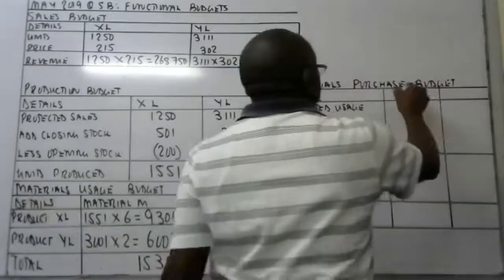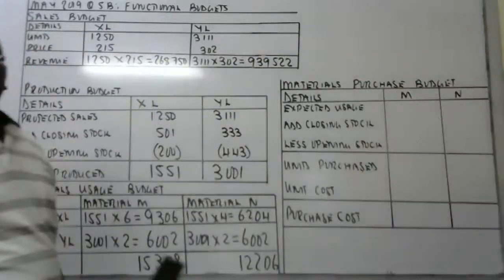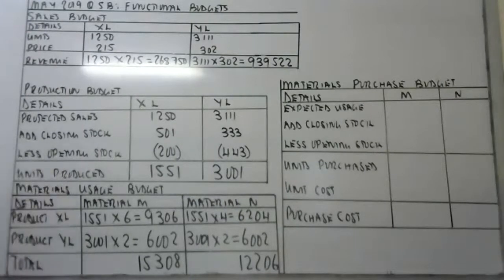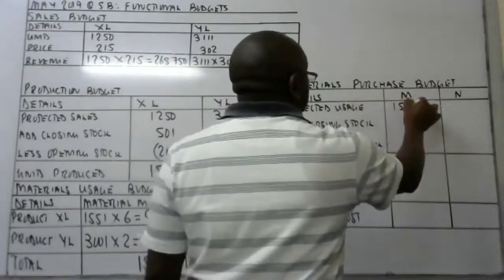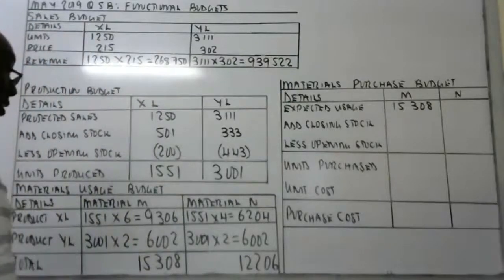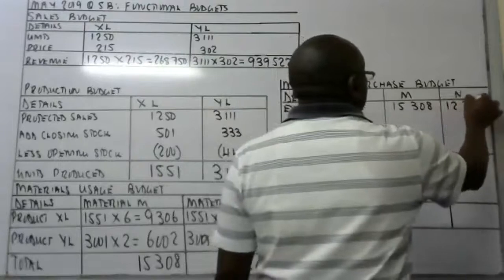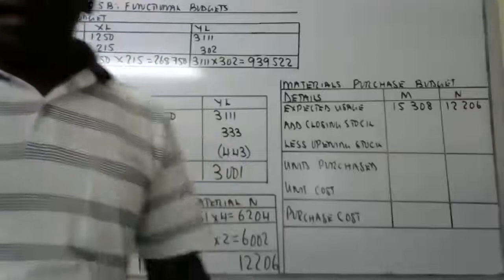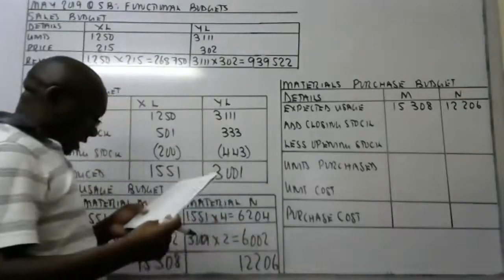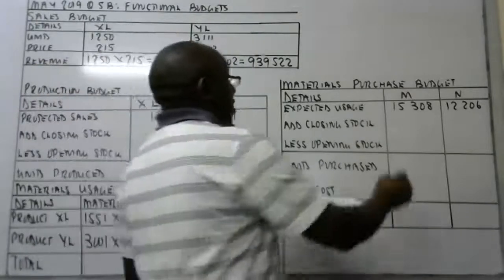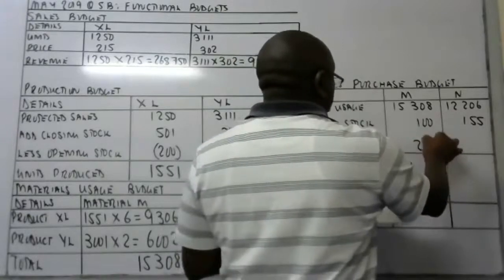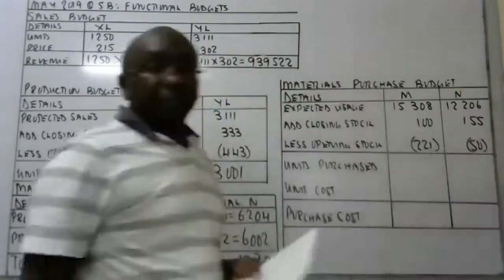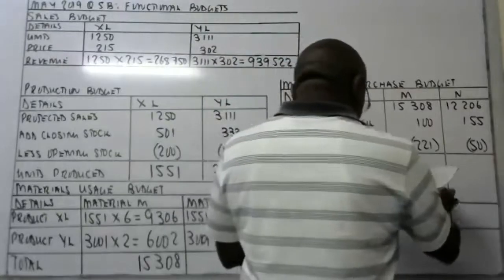So we have two materials, M and N. According to our workings, M has expected usage of 15,308, N has 12,206. And in the question, the closing stock is 100 here, and this is 155. Opening is 221, and this is 50. And unit cost, this is 90, and this is 60.